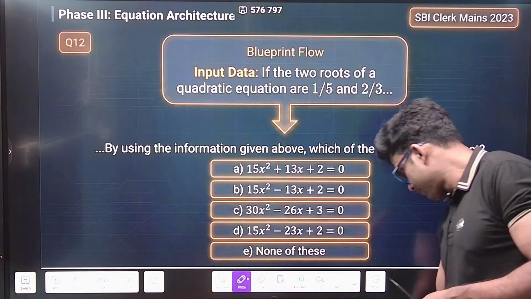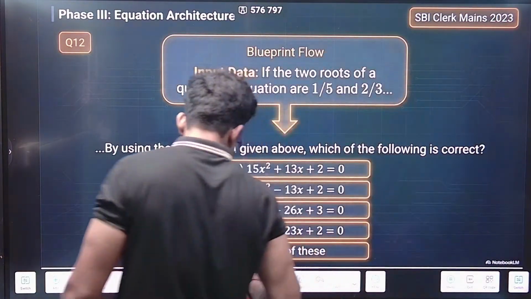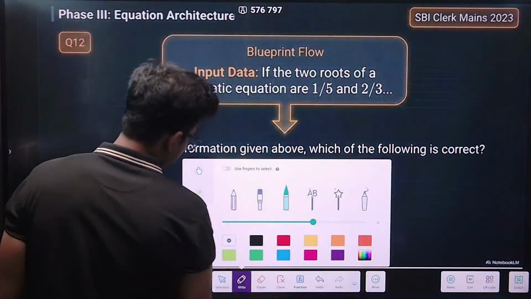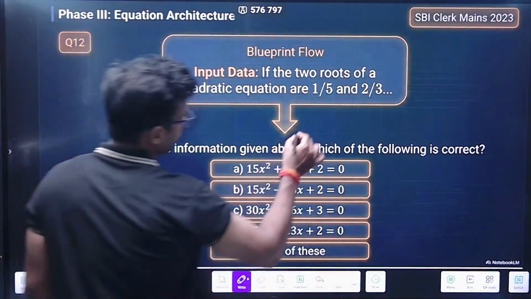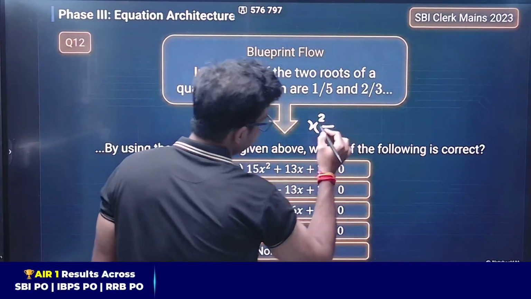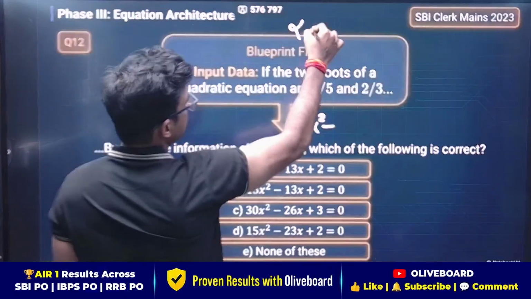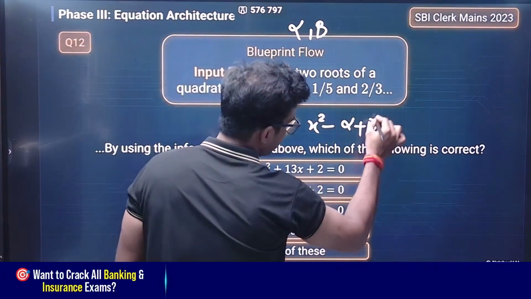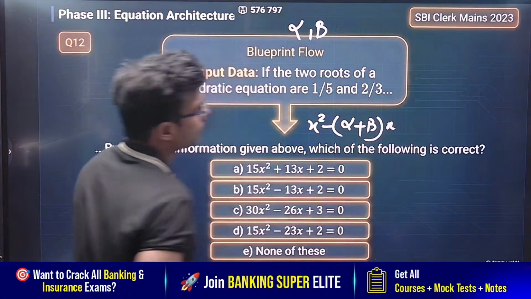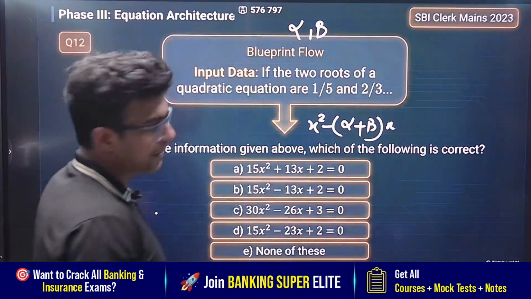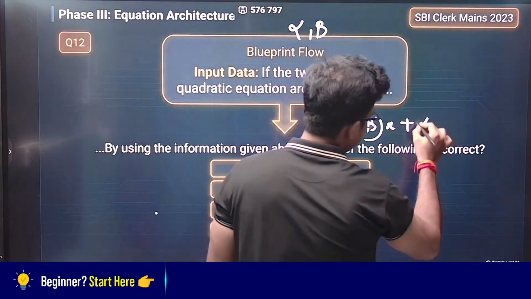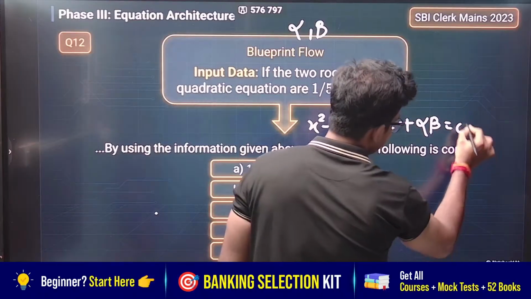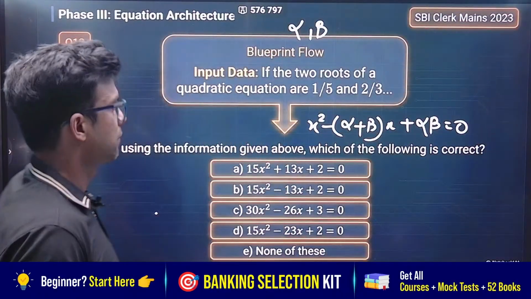Okay. First of all, guys, you need to understand the theory involved in it. The theory is: let's suppose the roots are alpha and beta. So x square minus the sum of roots into x, and then plus the product of roots, meaning alpha into beta, is equal to 0. This is the first point.